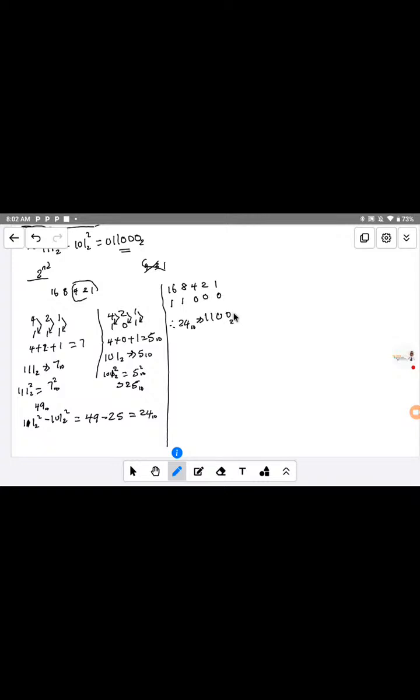That is in base 2. So the answer is equal to 11000 in base 2. And that is the step by step to solve it if you are using the binary code. I hope you guys are getting this.